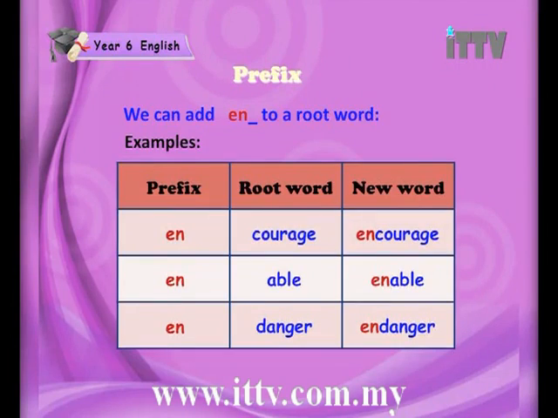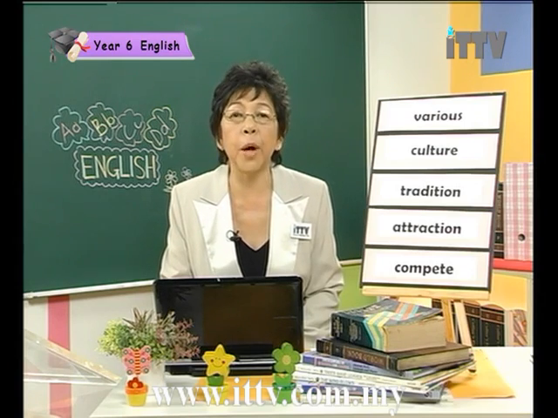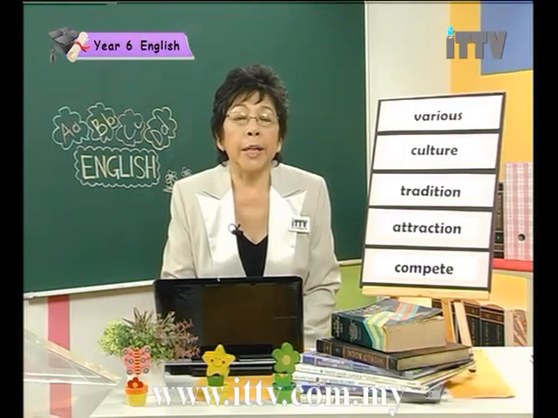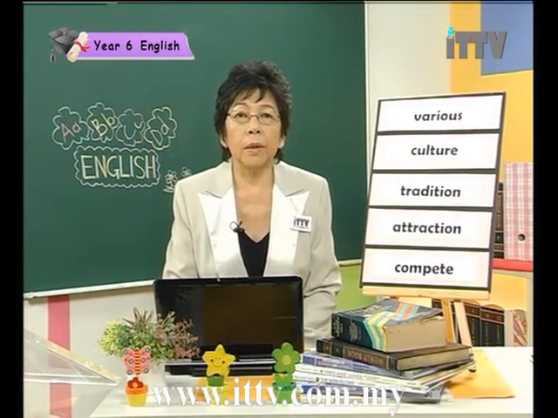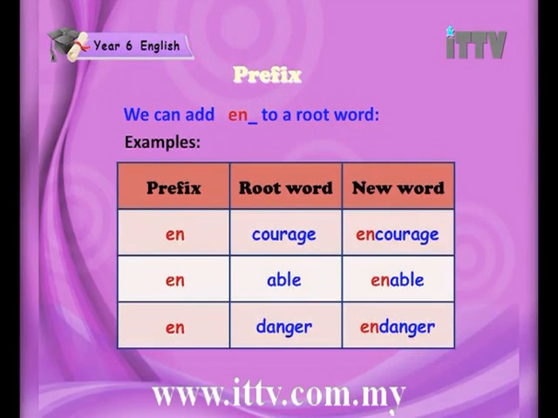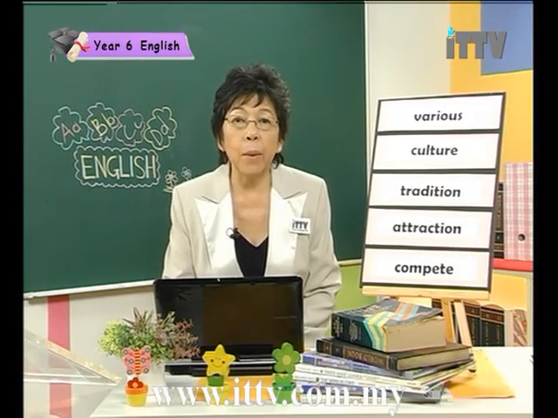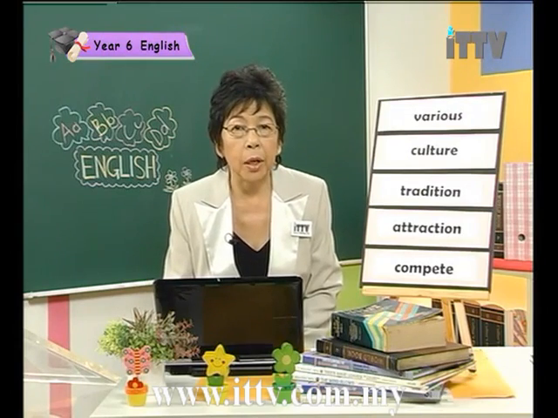We can also add en to a root word. Let's look at the examples. En plus the root word courage becomes encourage. Courage means you have the bravery, you are brave enough to do something. But encourage is to encourage someone to do something. The next word, en plus able becomes enable. You are able to do something. But when you enable, you are making someone be able to do something.